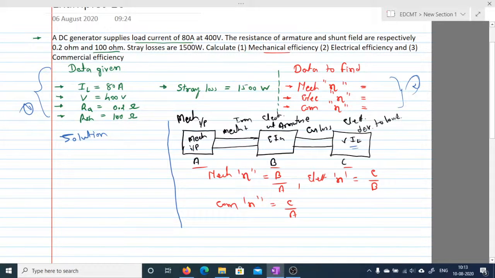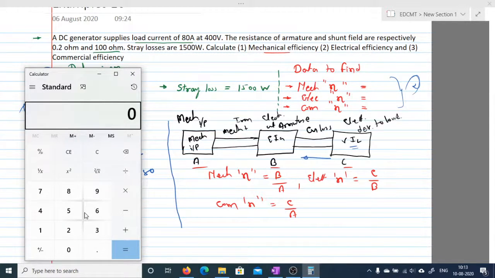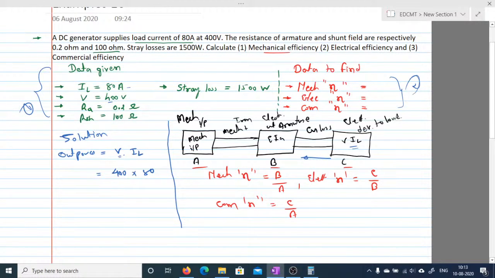So first of all we'll find the total output power, right? We'll go from C to A. So how can we calculate the total output power? So the total output power is V into IL. So do we have the terminal voltage? Yes, it's 400 and load current it's 80. So we have the value of terminal voltage and load current. So let me just calculate this thing. 400 multiplied by 80, it's 32,000 watt. So the output power is 32,000 watt, right? So this is the total output, which is equal to C, 32,000 watt.